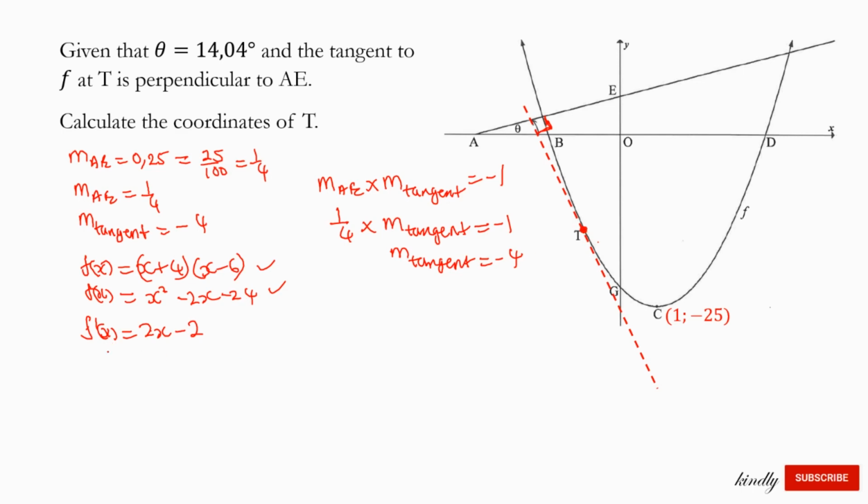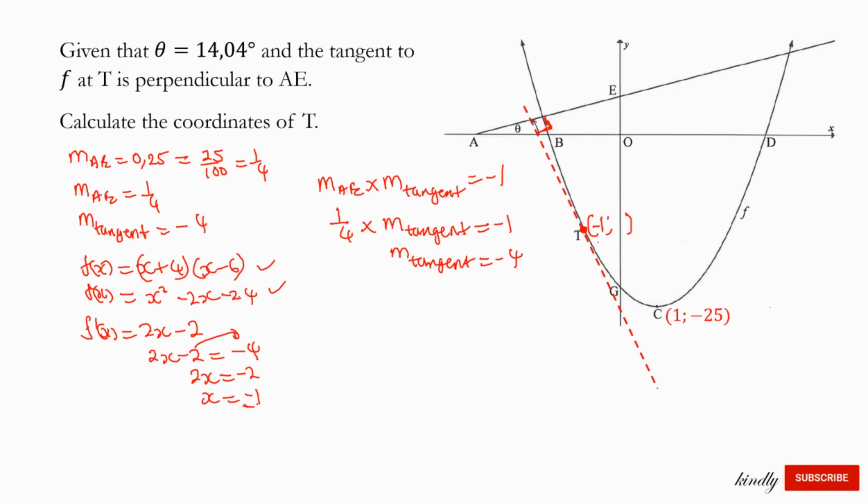So you can equate this and say 2x minus 2 is equal to negative 4. Then we can transpose negative 2 to the right-hand side, where it becomes positive 2. Then 2x is equal to negative 2. Then divide by 2 on both sides: x is equal to negative 1. So now we know the x coordinate, negative 1. How do we find y? We substitute our x coordinate into the equation.